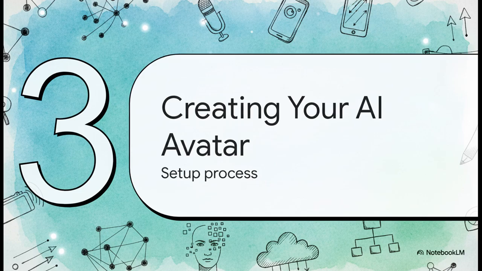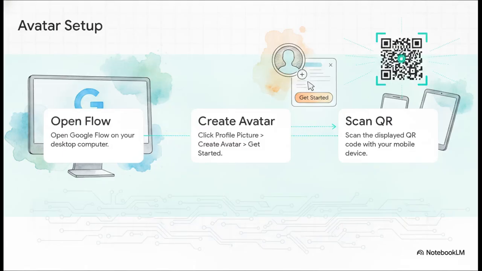Now for the fun part, section 3, creating your AI avatar. Let's look at the setup process. You absolutely do not need a fancy Hollywood studio for this. It's really just 3 basic steps. First, you just open Google Flow on your desktop. Second, go up to your profile picture, select Create Avatar, and hit Get Started. Then comes step 3, which is where the magic happens. A QR code pops up on your screen, and you just scan it with your phone or tablet. It's such a brilliant user experience because it smoothly hands the process over to your phone's high-quality camera without you having to mess around transferring massive video files.